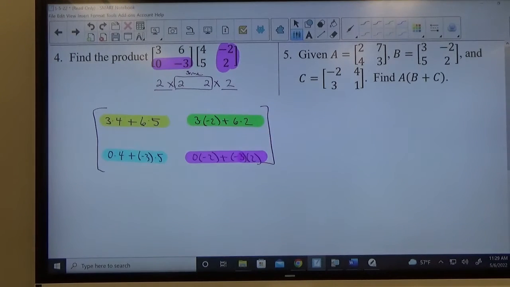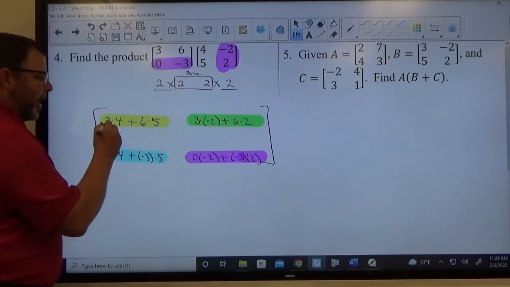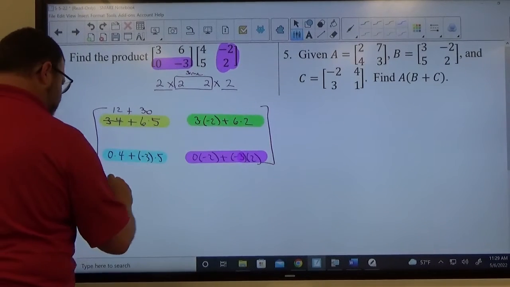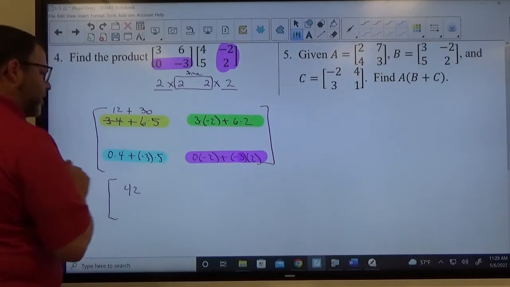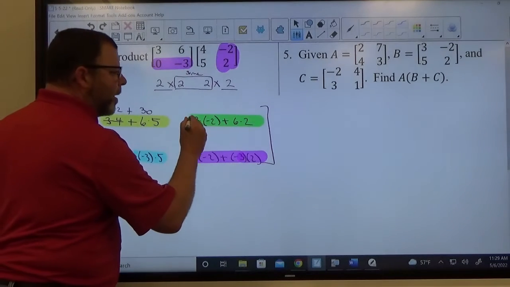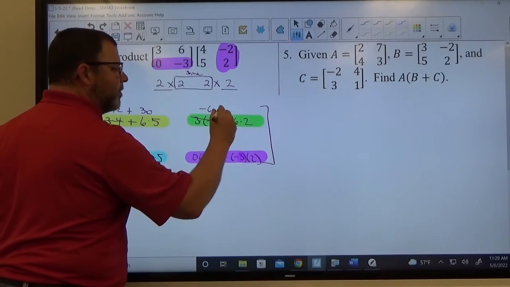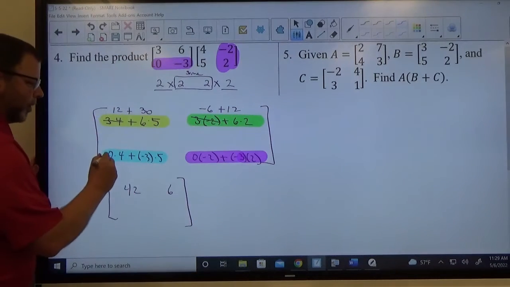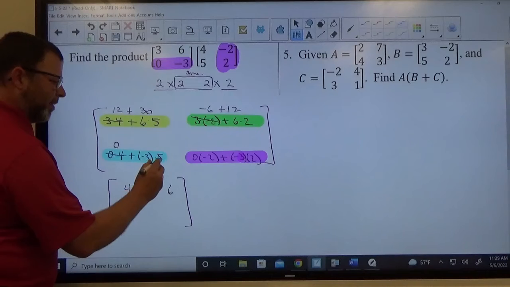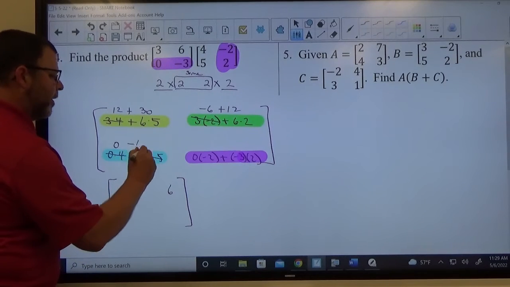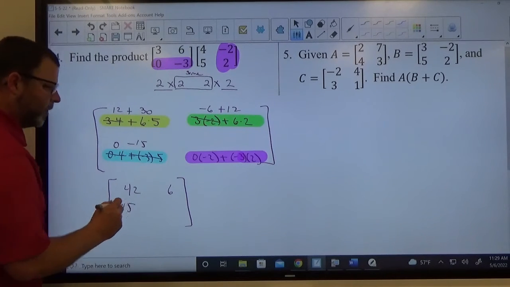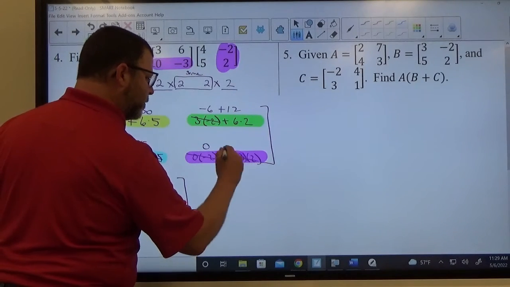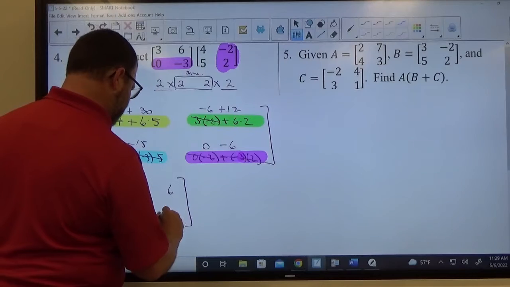All right. Multiply then add. So 3 times 4 is 12, 6 times 5 is 30, 12 plus 30 makes 42. That's my top left. 3 times -2 is -6, 6 times 2 is +12, -6 plus 12 is +6. 0 times 4 is 0, -3 times 5 makes -15. 0 minus 15 is -15. 0 times -2 is 0, and -3 times 2 is -6. That makes -6.